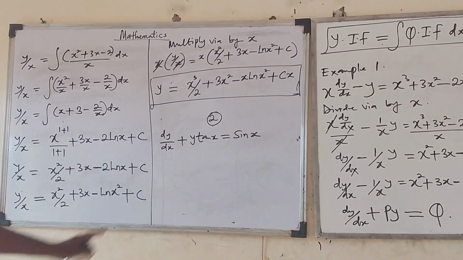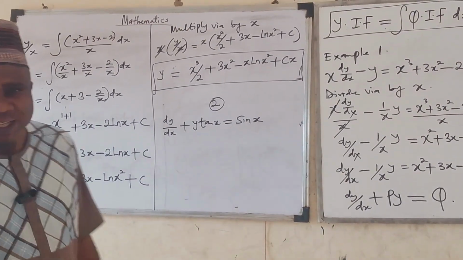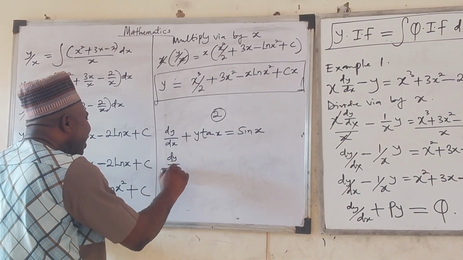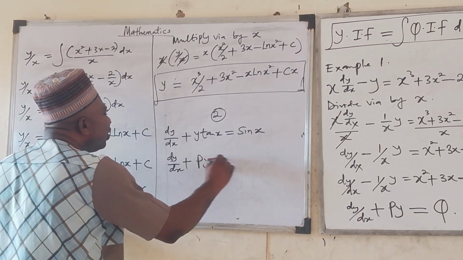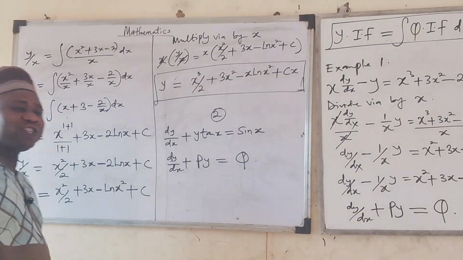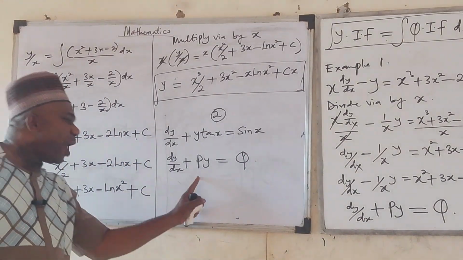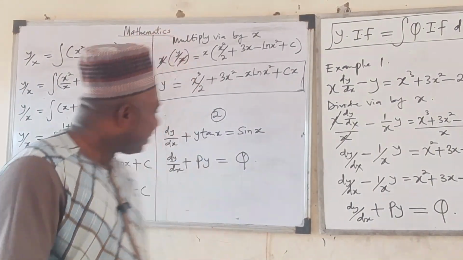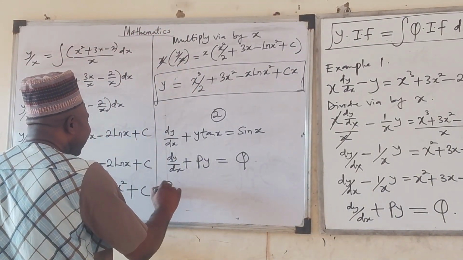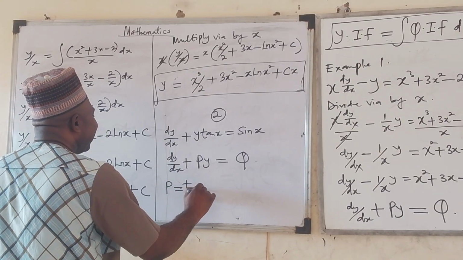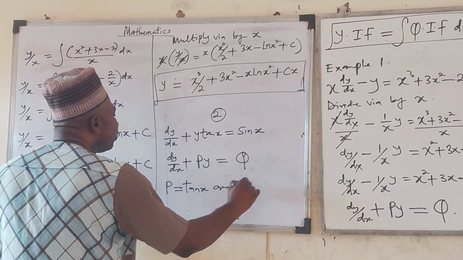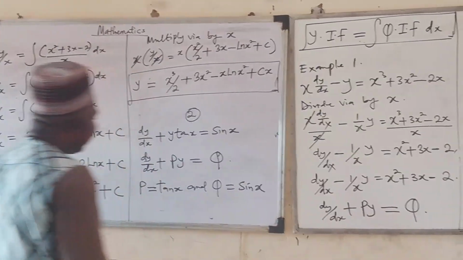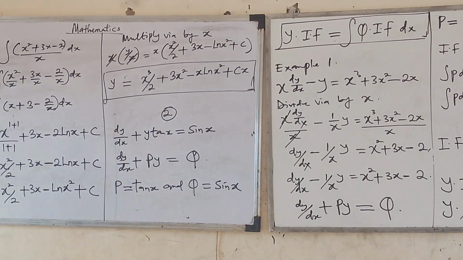Now, if we look at this very closely, we'll discover that it has been expressed in the form dy over dx plus py is equal to q. Now remember we said p and q are both functions of x or constants. So in this case, the value of our p is tan x, and the value of q is equal to sine x.